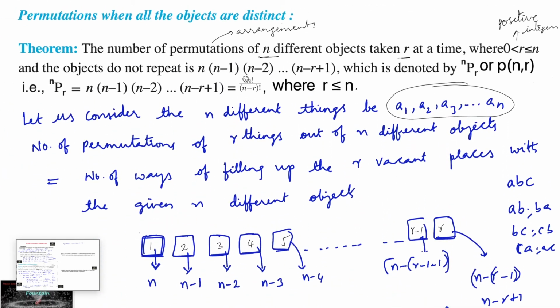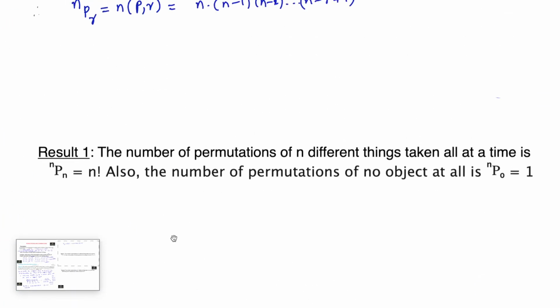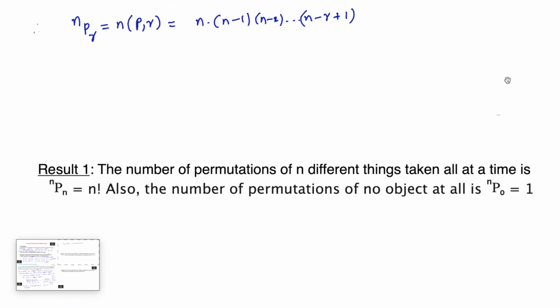So the number of permutations of n different objects taken r at a time, and the objects do not repeat, there is no repetition here, is n into n minus 1 into n minus 2 and so on to n minus r plus 1. Now let us prove this formula here, that is n factorial upon n minus r factorial. For that, let me multiply and divide with n into n minus 1, n minus 2 and so on n minus r plus 1.